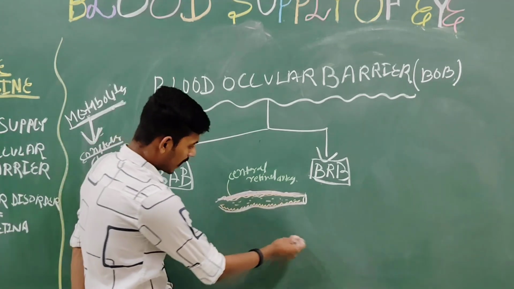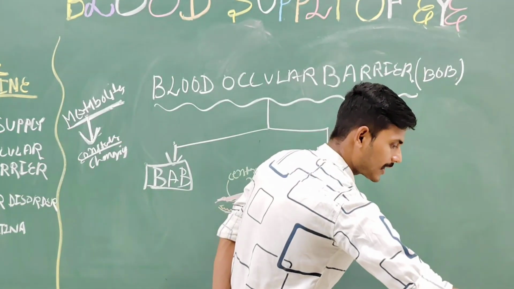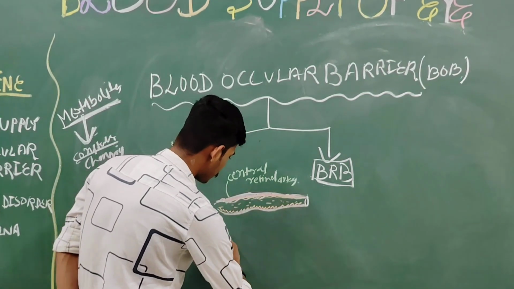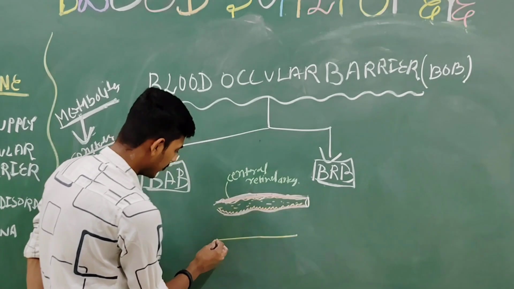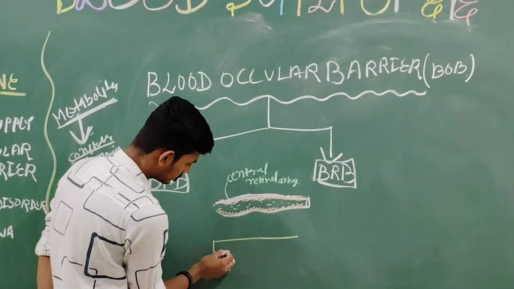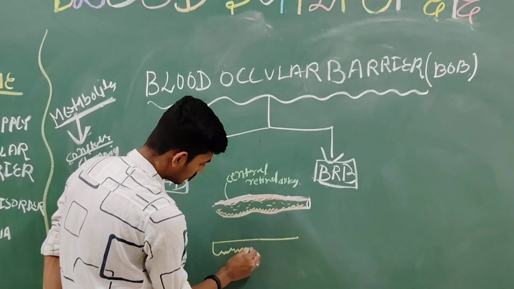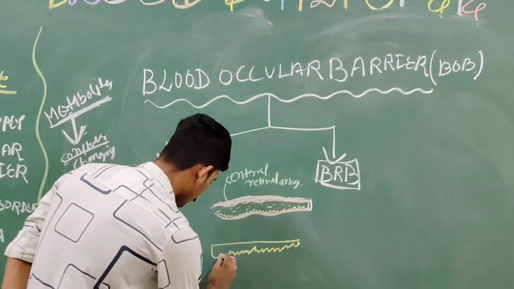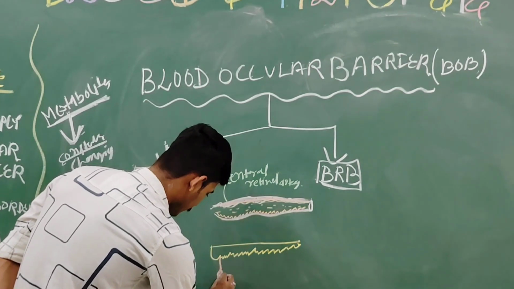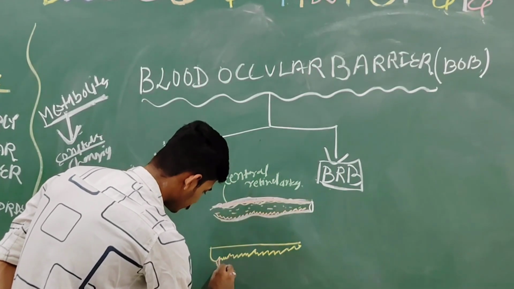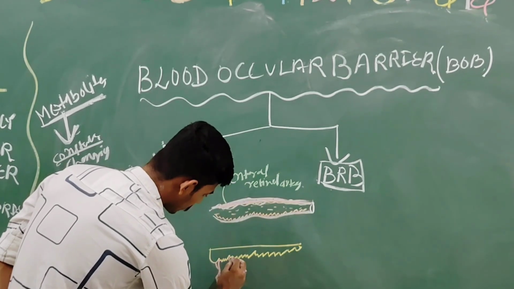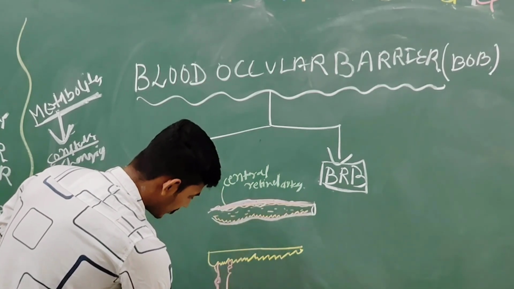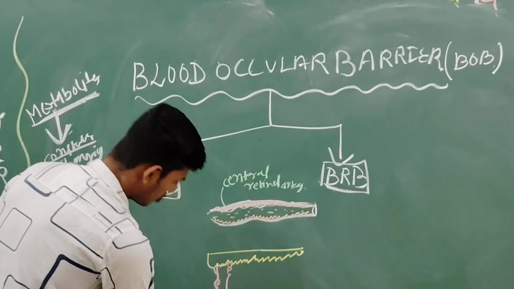Now you have the retinal cell, you recognize the retina structure. The retina has one pigmented layer, and there will be rods and cones. Then you have the bipolar cell and ganglion.